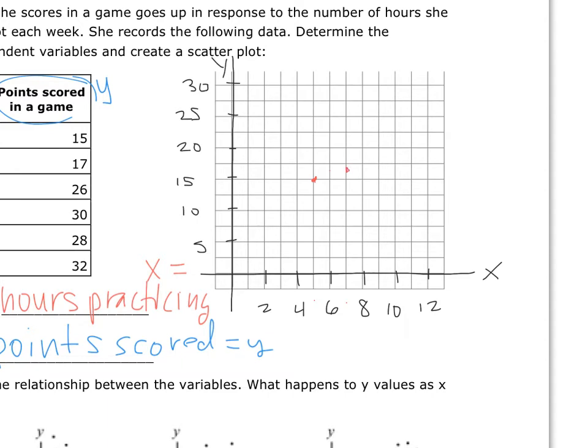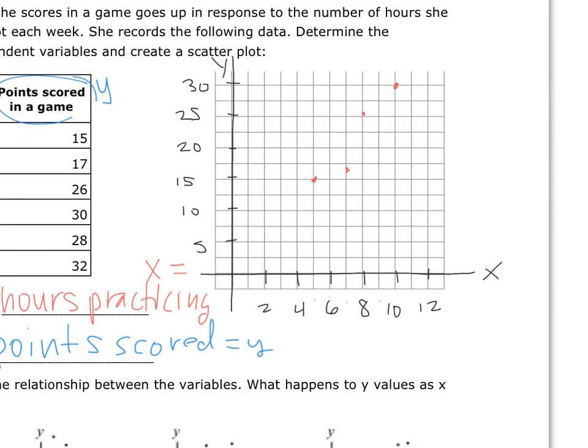It's really hard to do just little points with the stylus on the iPad. Okay, next week, the next sample member, we have x equal to 9, y equal to 26. So we go over to x equal to 9, and we want to go up to y equal to 26, so that's going to be about right there. And now we've got x equal to 10, y equal to 30. That gives us this point right here.